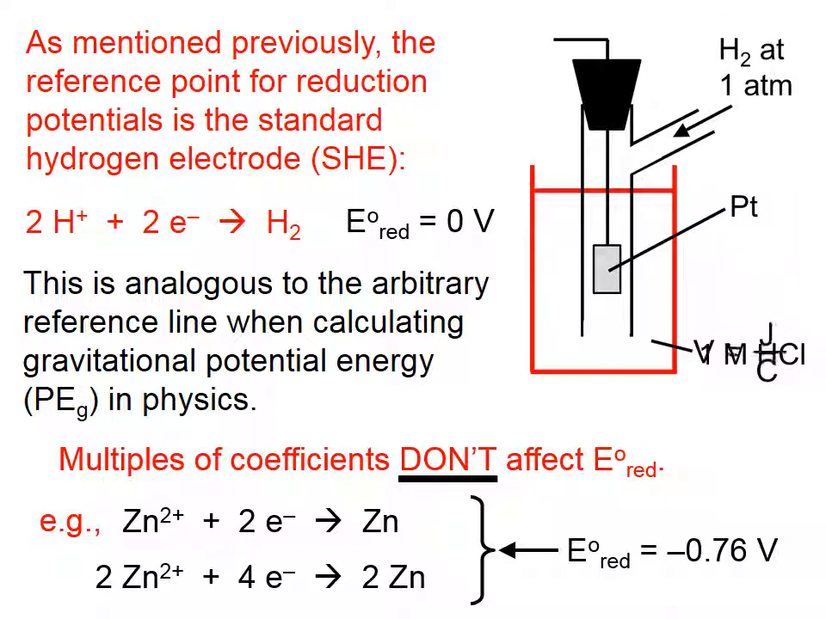And here's why. Because a voltage, which is the unit for potential, is a ratio of joules to coulombs. And if we have twice as many zinc ions being reduced, for example, we have twice the number of electrons transferred. The number of coulombs would be doubled. But it takes twice as much work to do that, twice as much energy, twice as many joules. So the ratio is maintained.